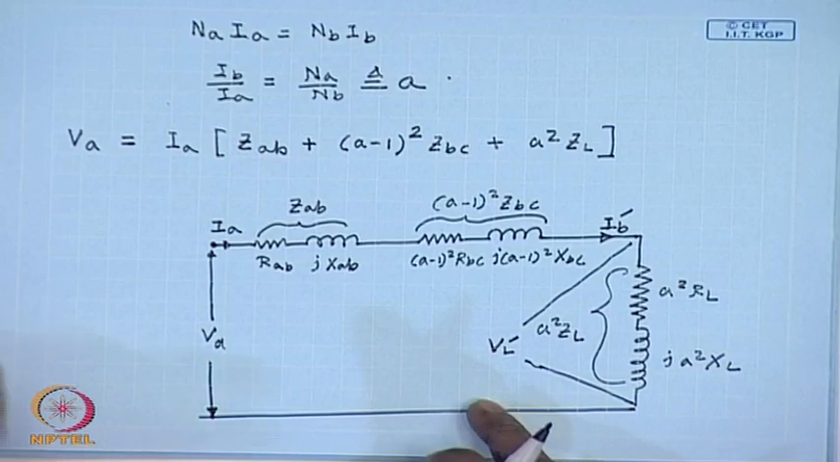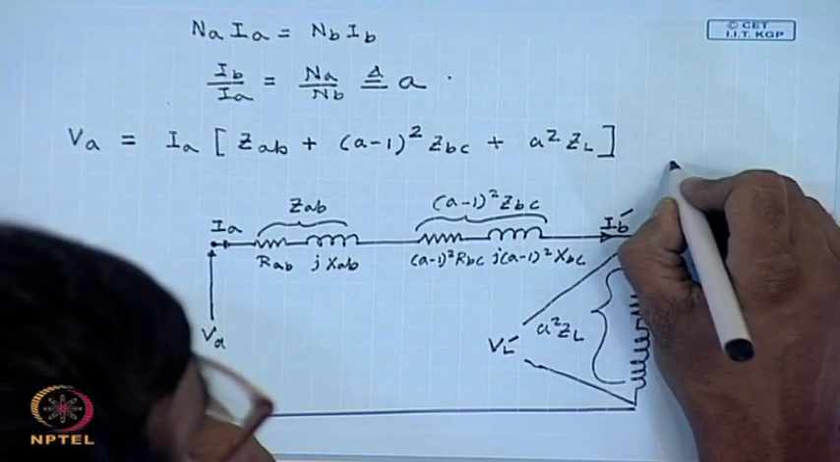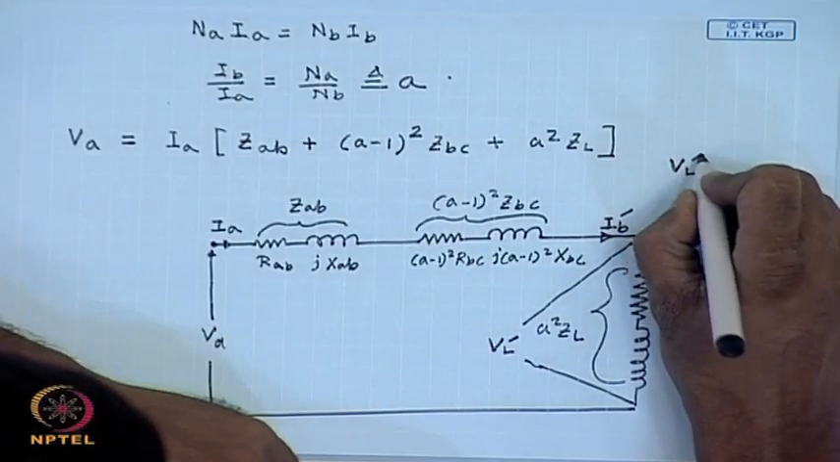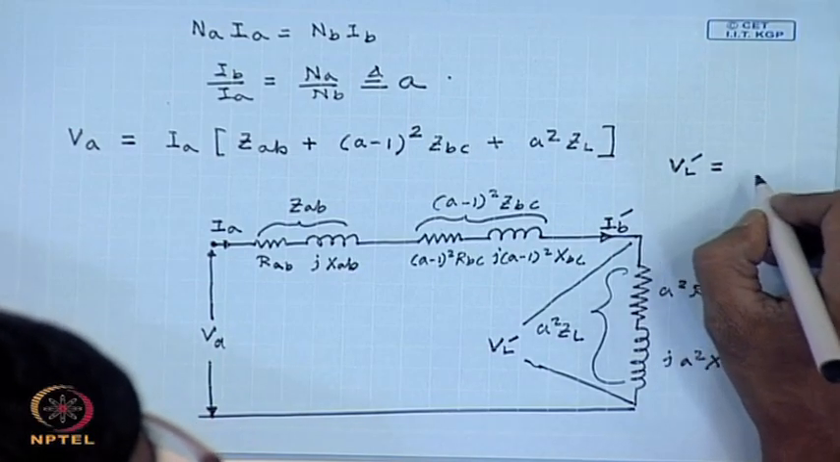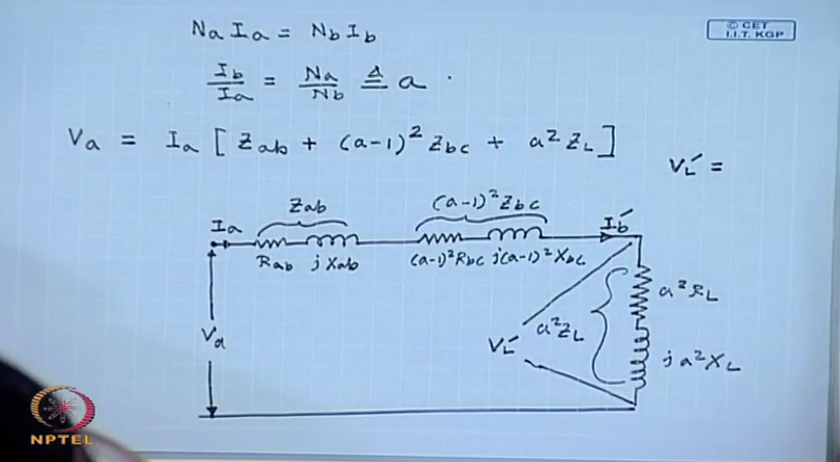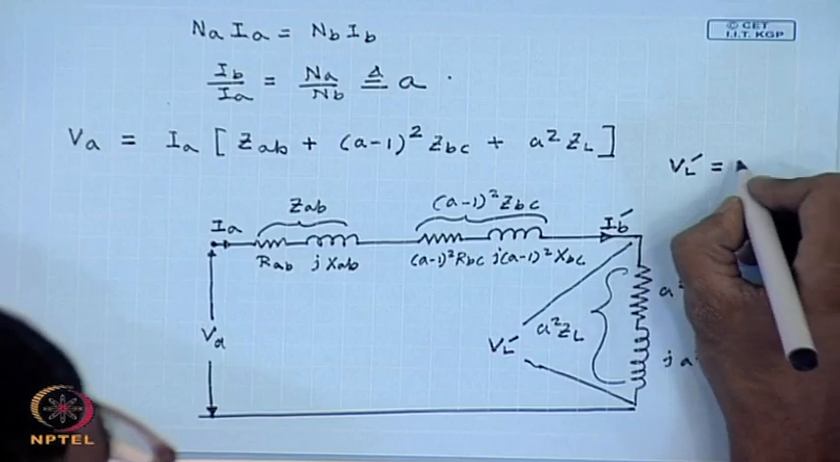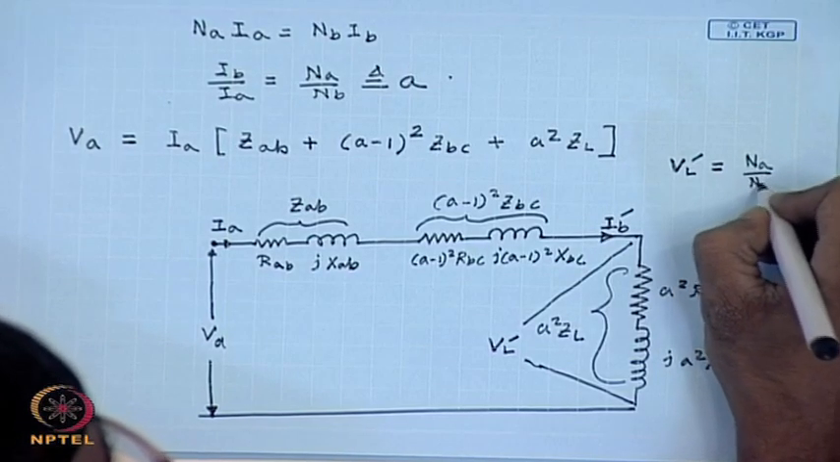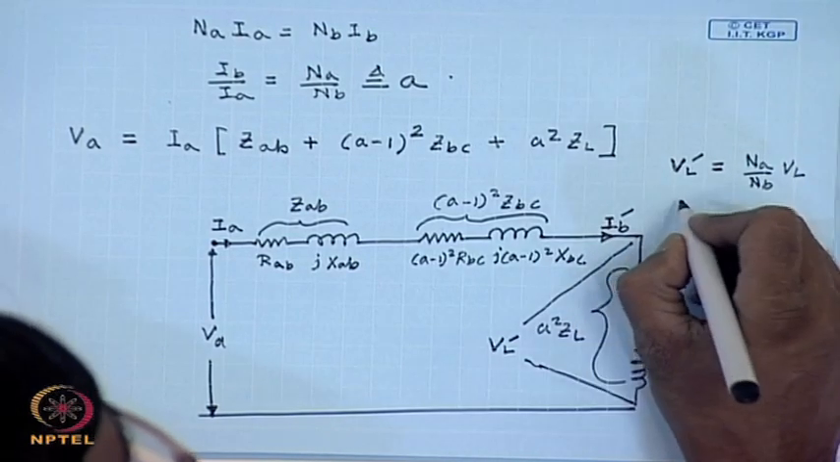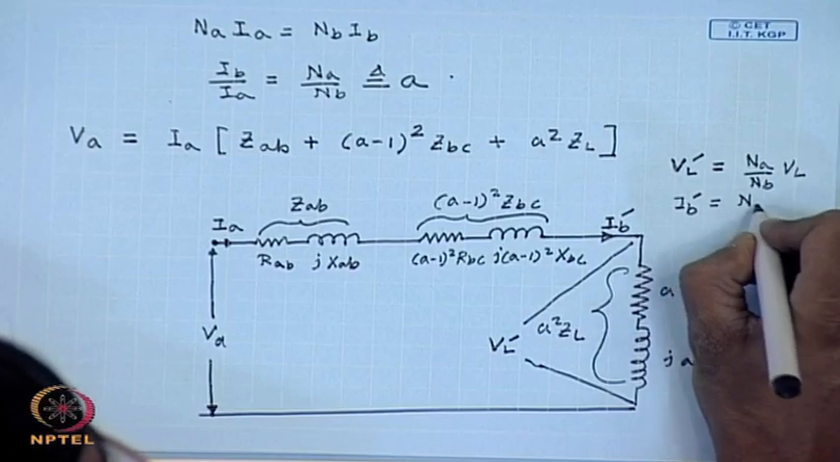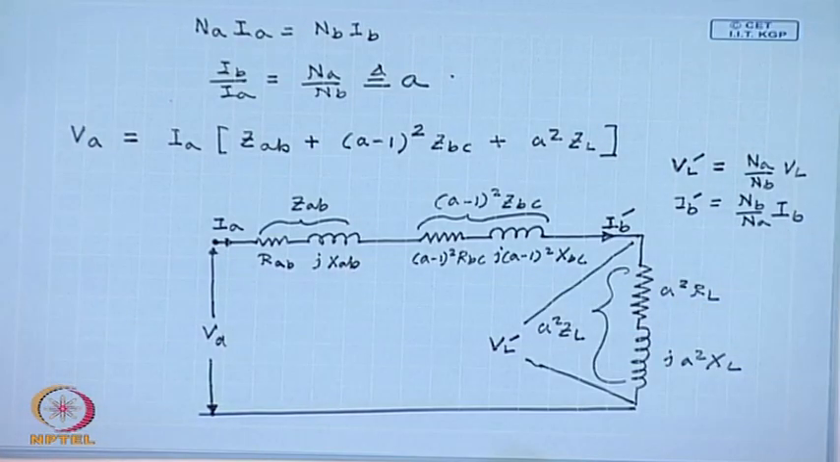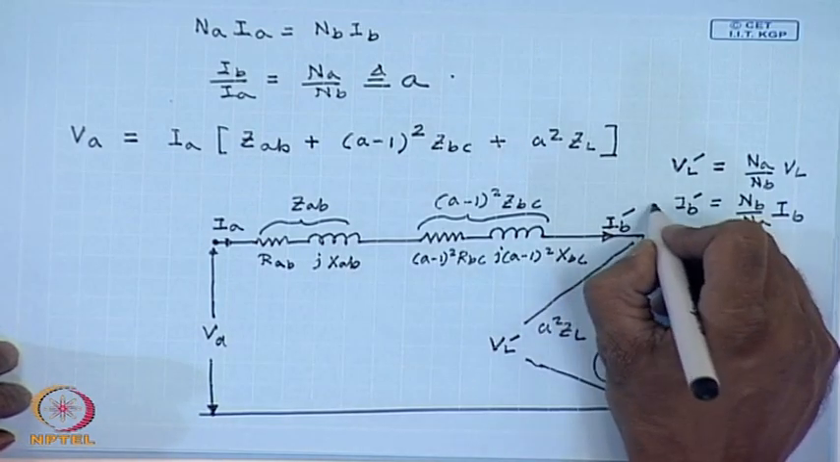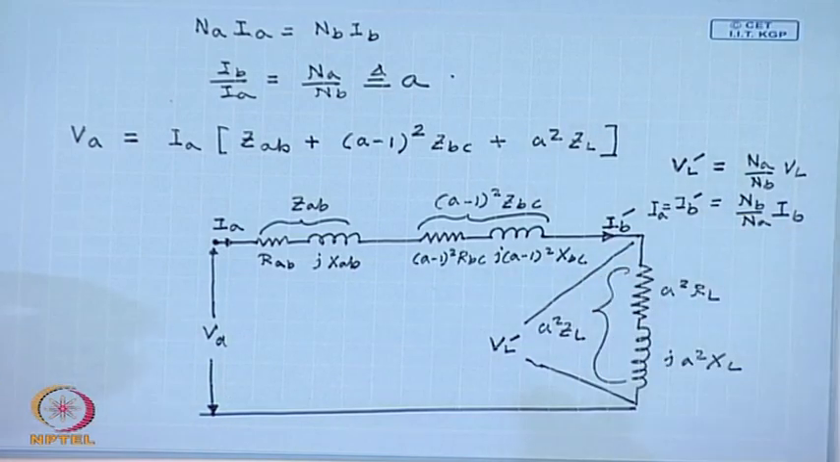What is the relationship between V L dash and I B dash? V L dash equals V L multiplied by the turns ratio, that is N A by N B into V L, and I B dash equals N B by N A into I B, so that V L dash I B dash equals V L I B. This is also the same as I A, since we have neglected the magnetization current.